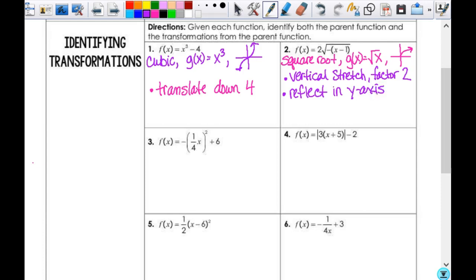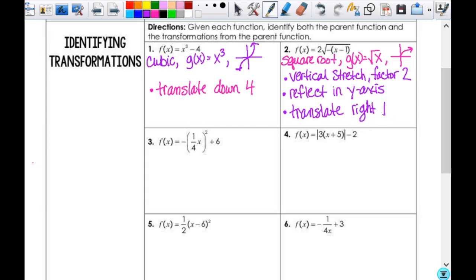All right, so then I've got my 2 taken care of, I've got my negative taken care of. Then this means I'm going to do what kind of thing? Translate. Okay, so I'm going to translate right 1. Okay, everybody good with that?